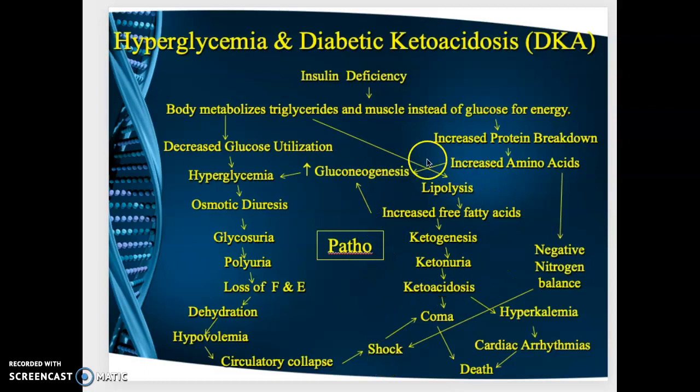You can see right here in the middle, if you see my cursor, the body will also break down fats. And as the body breaks down fats, it's going to lead to ketone formation. Ketones are highly acidic, and it leads to ketoacidosis, and this will also lead to electrolyte imbalance and coma and death. And so that's the pathophysiology for diabetic ketoacidosis.